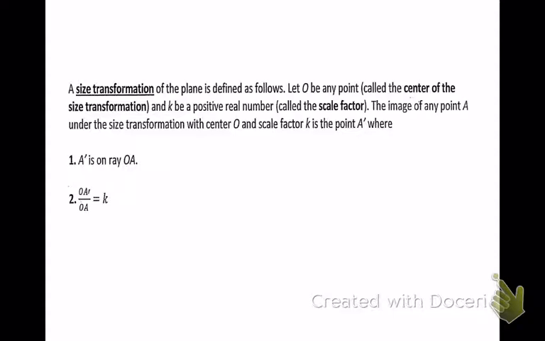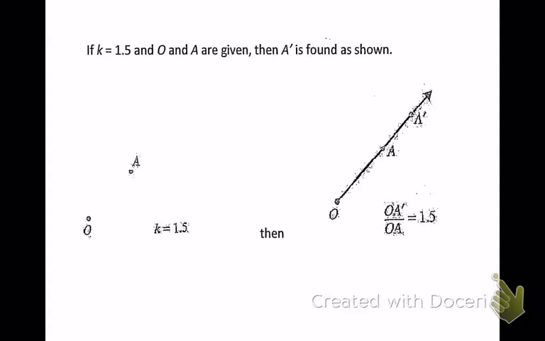And OA prime over OA is equal to K, the size transformation. Let's put this into action. So if K equals 1.5 and O and A are given, then A prime is found as shown. We've got our distance from O to A, right? And OA prime over OA, and K is 1.5. So OA prime over OA equals 1.5.